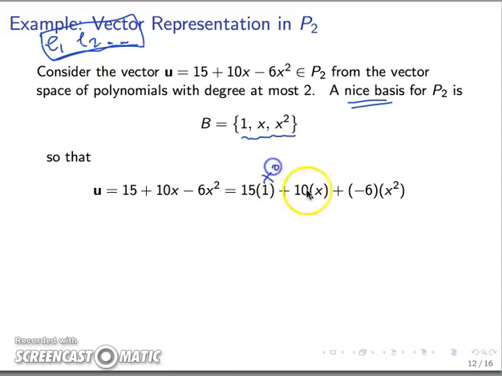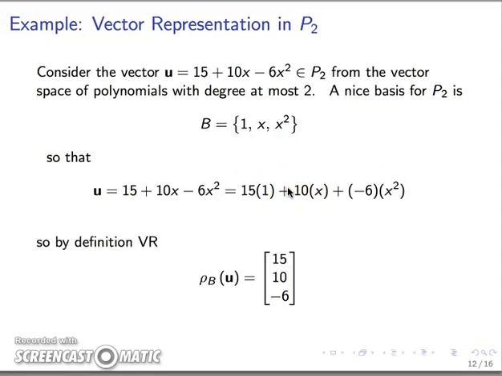15 times x to the 0, 10 times x to the 1, and minus 6 times x to the 2. So this is going to lead to a straightforward vector representation, the coordinate vector of u, this polynomial, relative to b, where b is given by these bases. We collect these coefficients 15, 10, and minus 6, and they are stored here in this column vector.